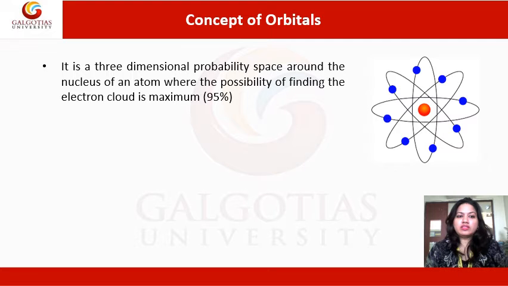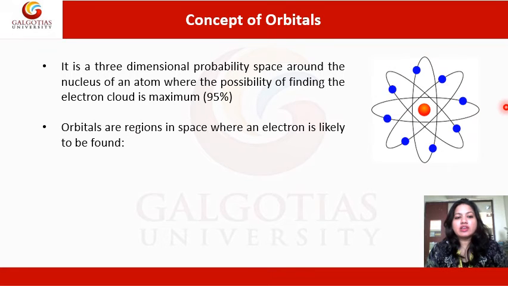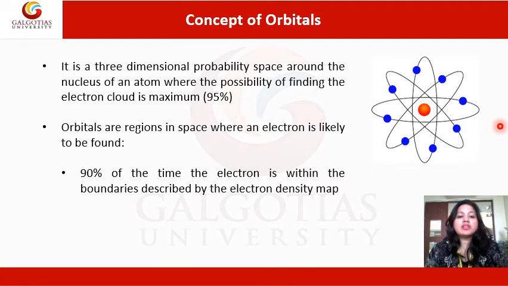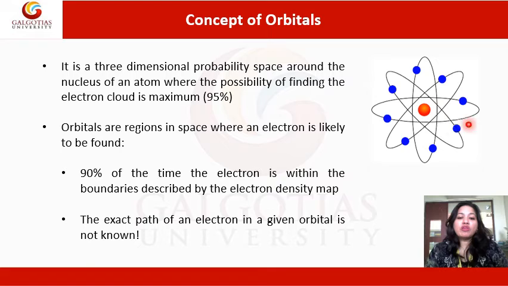What are orbitals? An orbital is a three-dimensional probability space around the nucleus of an atom where the possibility of finding the electron cloud is maximum, that is 95%. Orbitals are the regions in space where an electron is likely to be found, as 90% of the time the electron is within the boundaries described by the electron density map, and the exact path of an electron in a given orbital is not known.